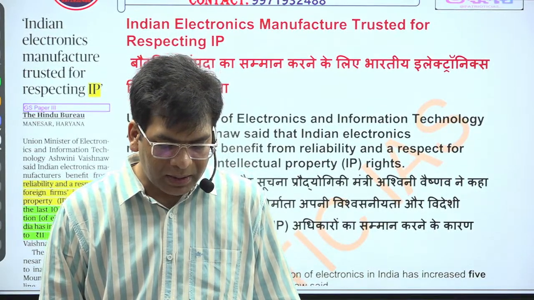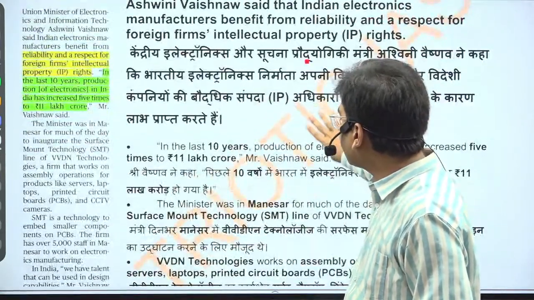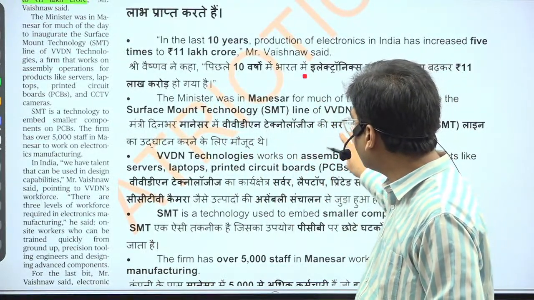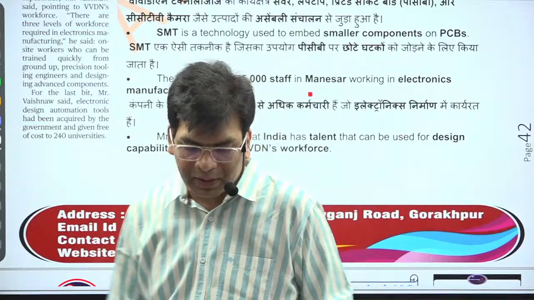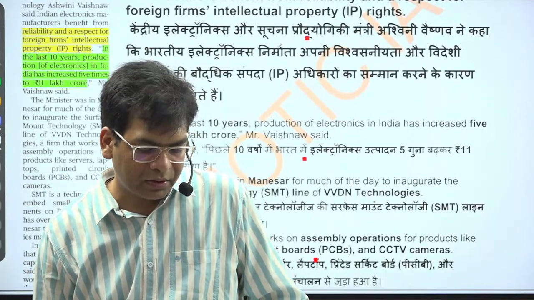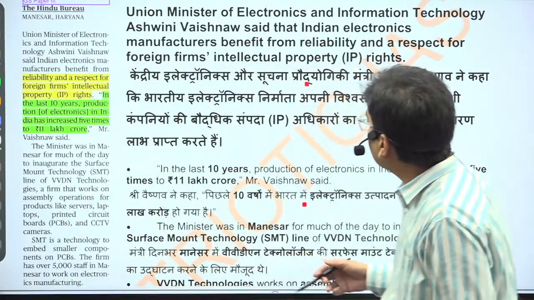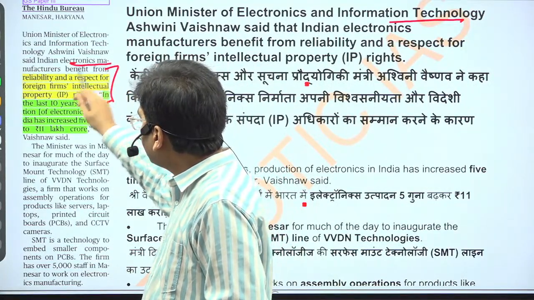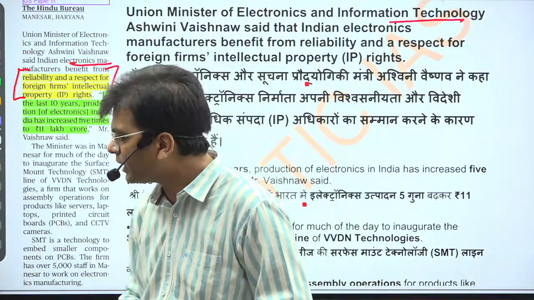Next news: Indian electronics manufacturers are trusted for respecting IP. You can use that whenever you are writing about how India can improve its trade with other countries. It is one example of the trust we have created under IP. However, there are many other examples where the IP sector in India is not trusted, but in the case of electronics, we have been trusted as per the statement given by our Union Minister for Electronics and Information Technology, that our electronics sector is very reliable and gets respect for intellectual property rights.